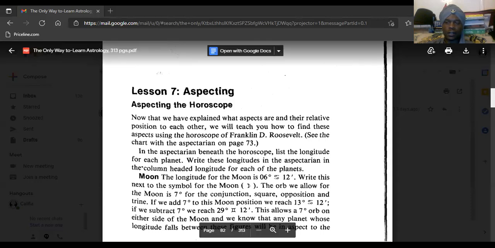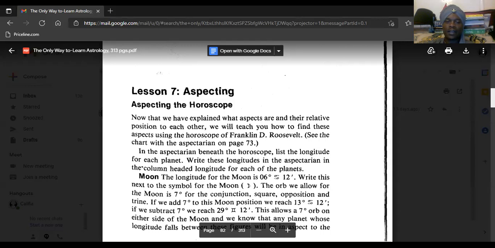Lesson 7, aspecting. Aspecting the horoscope. Now that we have explained what aspects are and their relative position to each other, we will teach you how to find these aspects using the horoscope of Franklin D. Roosevelt. See the chart with the aspectarian on page 73.